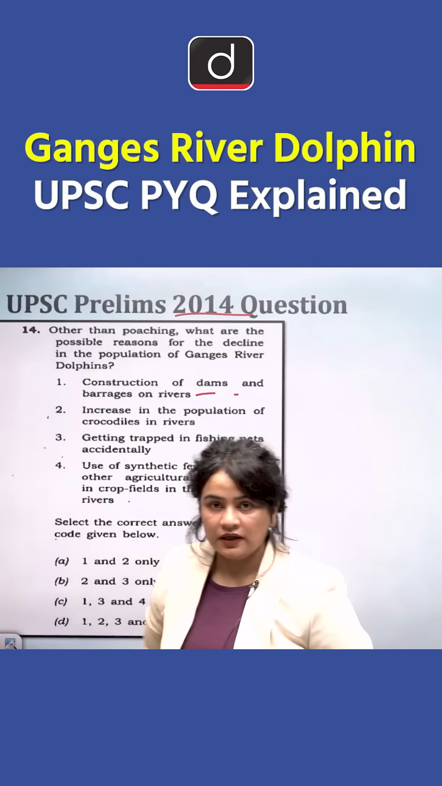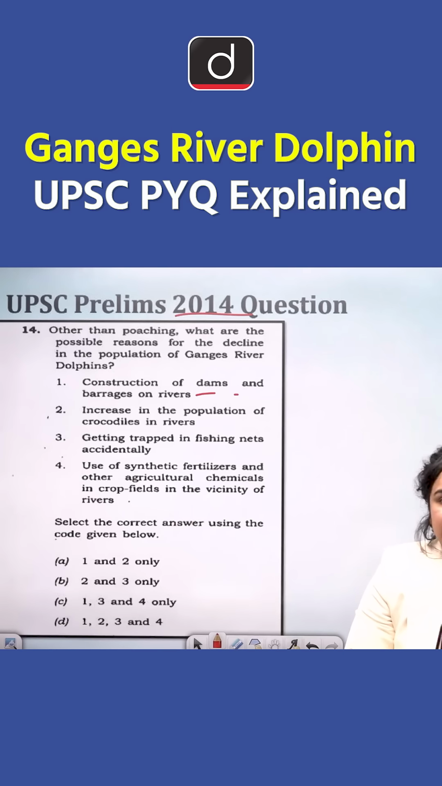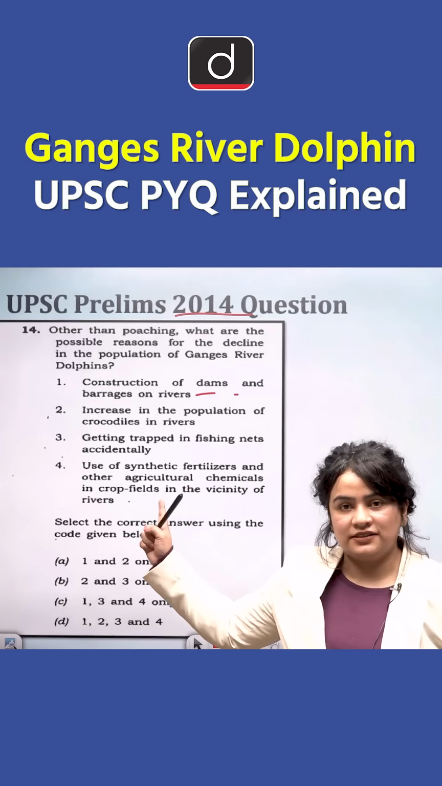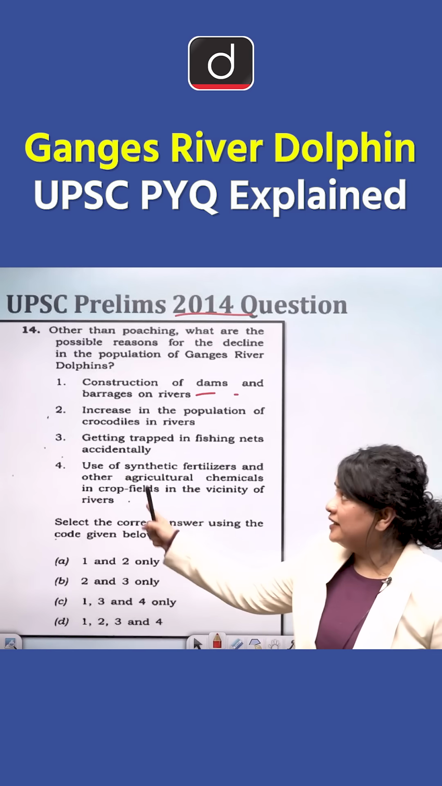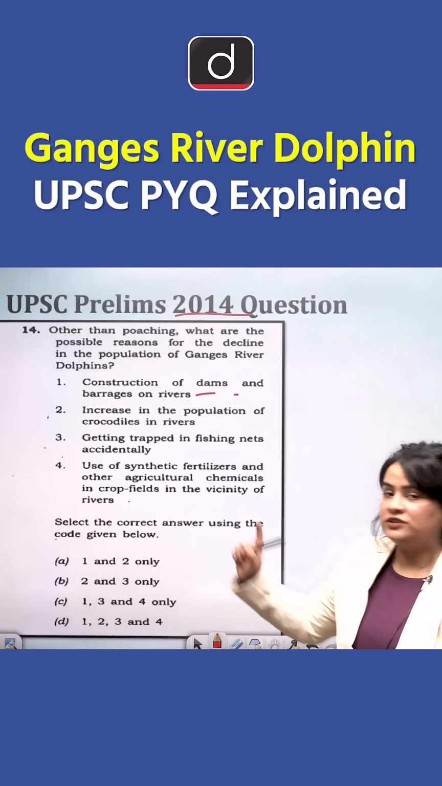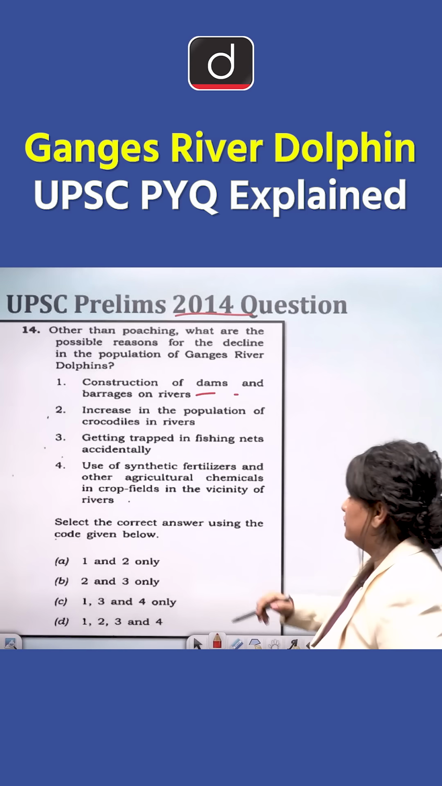The question says, other than poaching, what are the possible reasons for the decline in the population of Ganges River dolphins? So, this question assumes that poaching is definitely one threat to the population of the Gangetic dolphins. But other than that, 4 statements are given and let's consider them one by one to arrive at the correct answer. First statement says construction of dams and barrages on rivers.